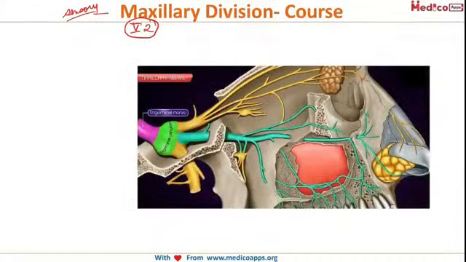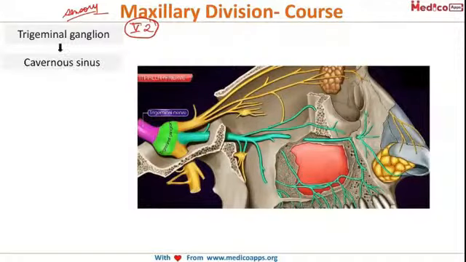We will be referring to this diagram all through our lecture, so that it is easier to follow the course. Now, from the trigeminal ganglion, the maxillary division exits. This is the maxillary division, and then it passes along the lateral wall of the cavernous sinus, and from there it gives a meningeal branch.